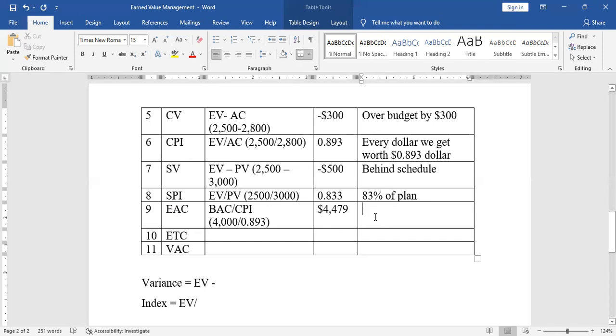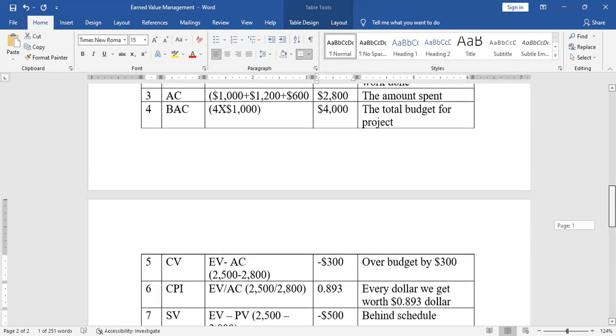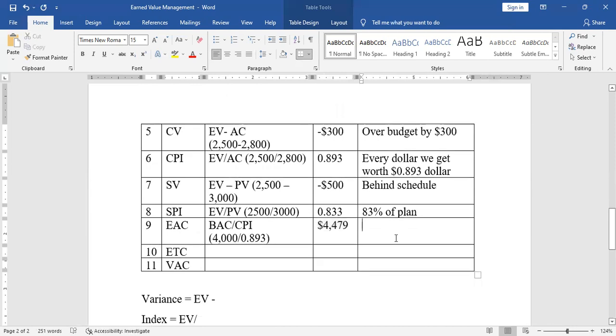So EAC, estimated at completion, is basically BAC over CPI. So this is the new cost. We thought this project was going to cost us 4,000. It will actually cost us 4,479. New estimated cost.